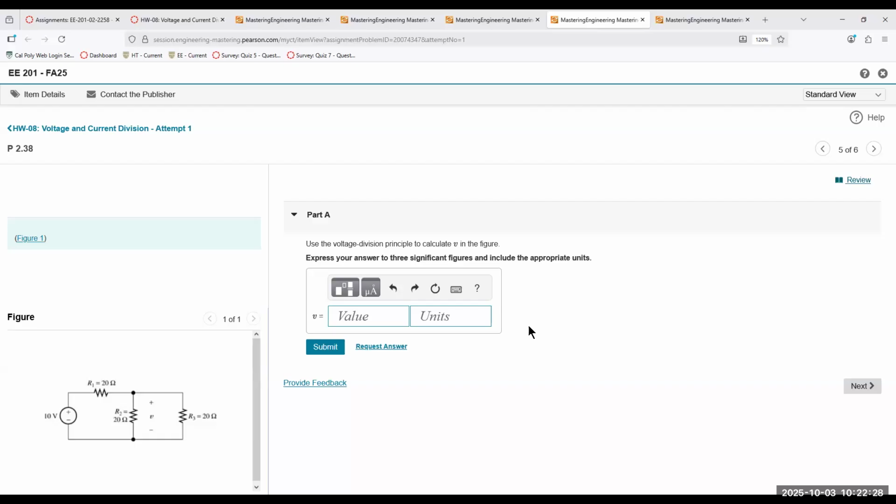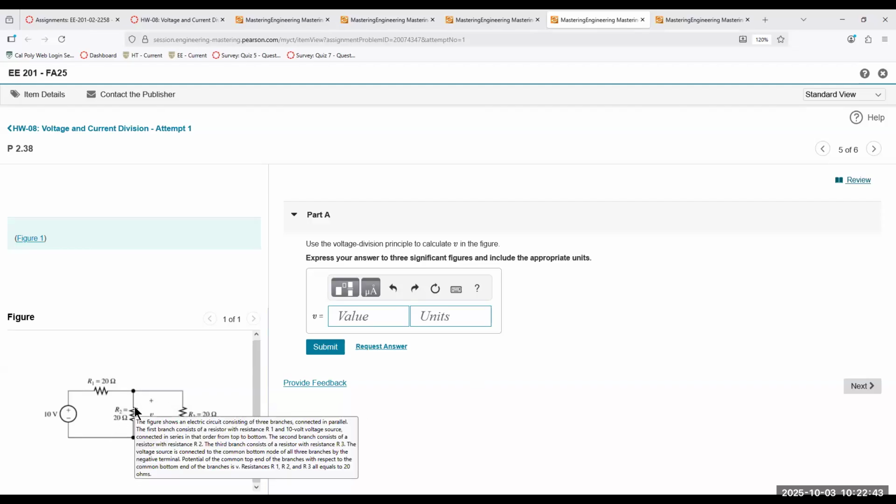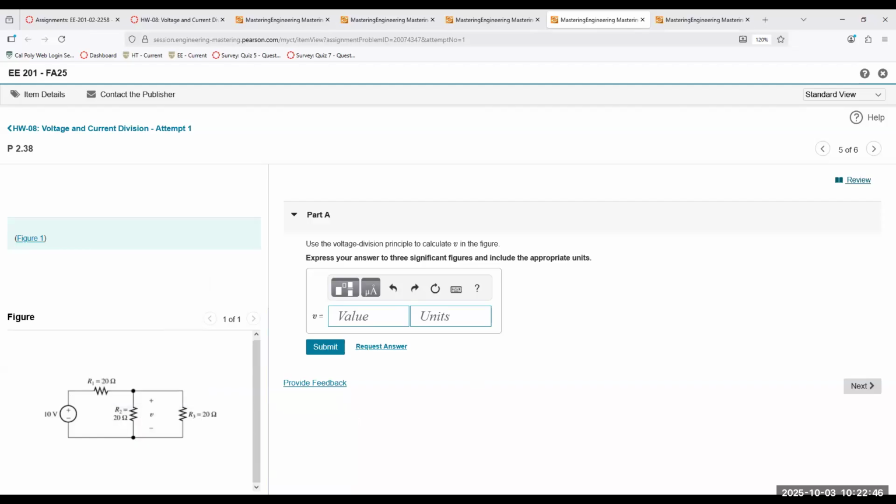To apply voltage division, the resistors must be in series. What do we see here? We see that there is one 20 ohm resistor, and then the other two resistors, R2 and R3, are in parallel. So we must reduce the circuit such that we have two resistors in series. This was problem number 2.38.